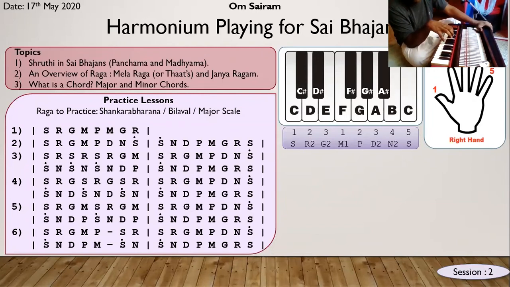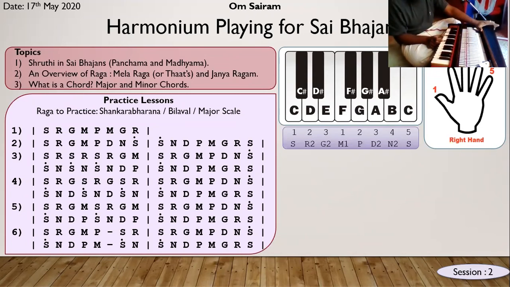There are multiple permutations and combinations which have been named. Right now we only focus on major and minor chords, which is more than enough for Sai Bhajans. There are suspended chords, augmented chords, diminished chords. But remember, the definition of a chord is when more than one note is played simultaneously. If I play only Sa, it's a note. If I play along with it Sa Pa, I'm playing shruti now. I'm playing Sa Pa shruti.